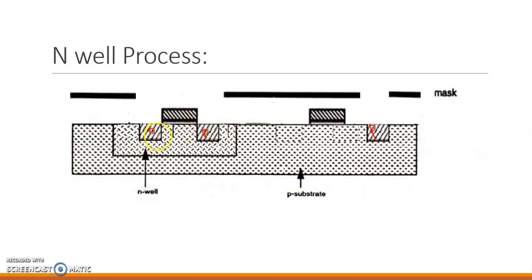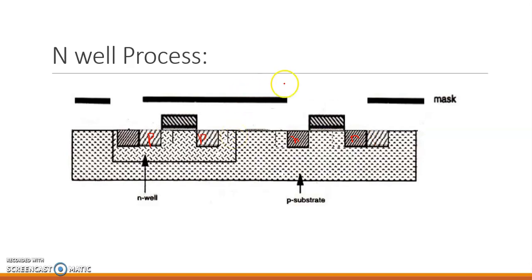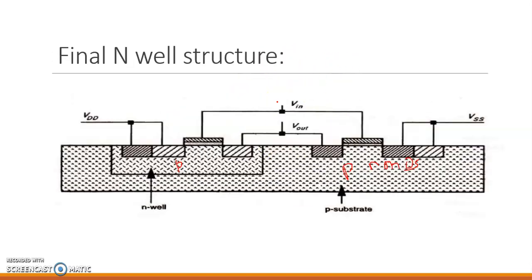So here, first of all, P diffusion with the help of this mask, and then we are going for N diffusion with the help of this mask. Then we are going for the metallization in order to do the connection.